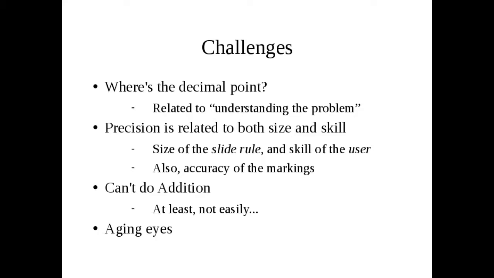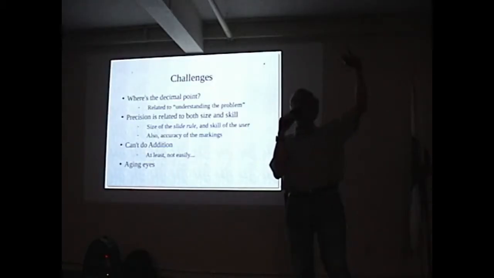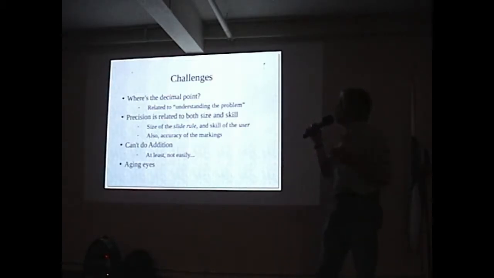Okay, challenges. Where's the decimal point? Remember that thing with the fraction? 4/8 is 0.5. Was it 5? It's 0.5. It's a decimal point. You got to know what you're doing. It's really, you got back to understanding the problem. The precision is related to the size. Circular is better because of the multiplying by pi and the size.